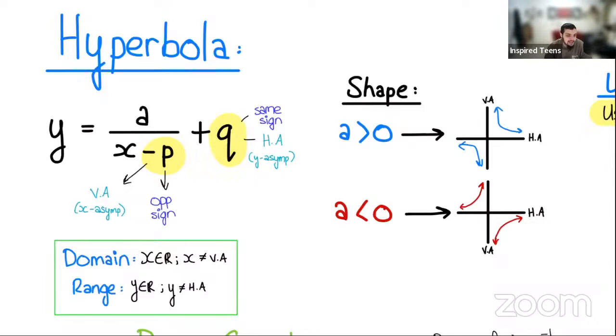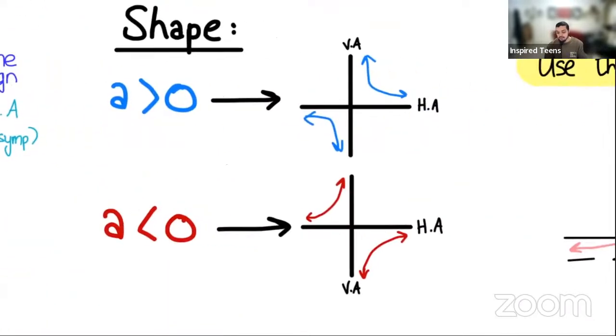So p gives us the vertical asymptote with the opposite sign. q gives us the horizontal asymptote with the same sign. This is the standard formula for hyperbola. We have two different possible shapes.